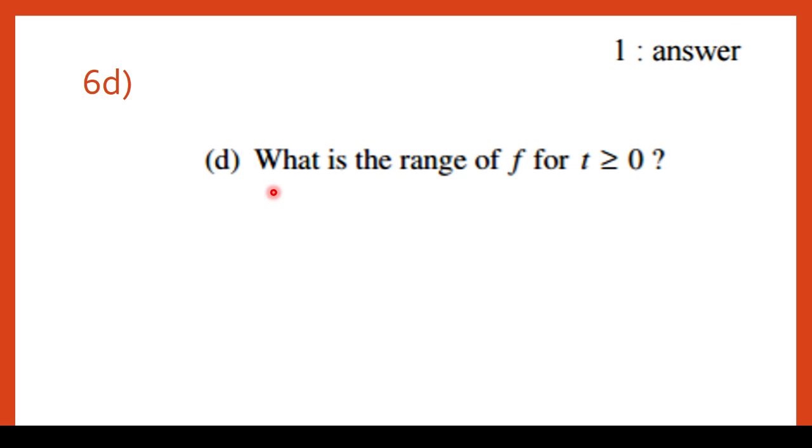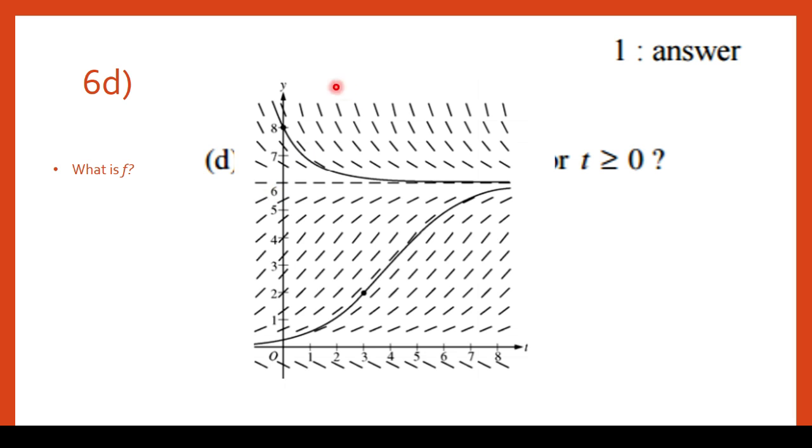Then D asks you, what's the range of f for t more than or equal to 0? So first, what is f? Again, f is the solution curve that runs through 0, 8 on the slope field. It's this slope field up here. Then ask, where is f? Again, it's the solution curve up here on the slope field.